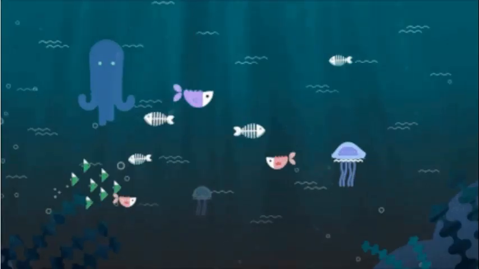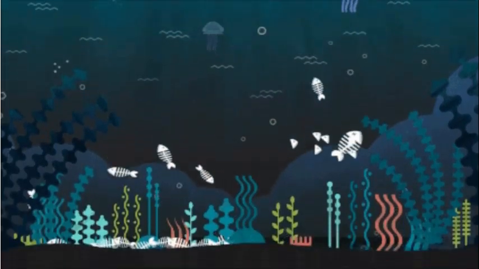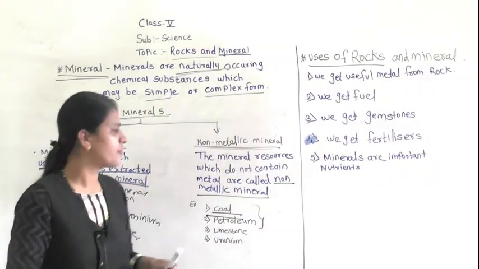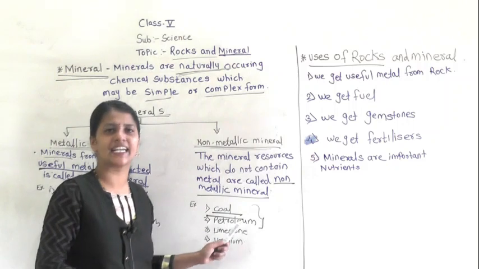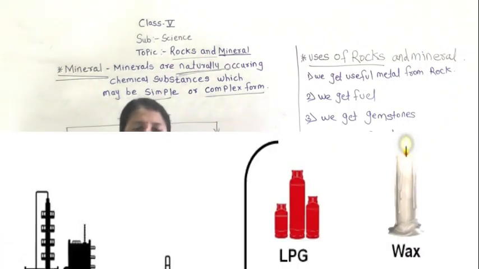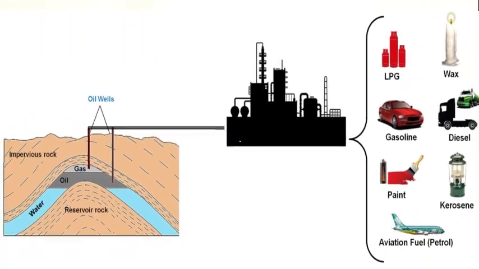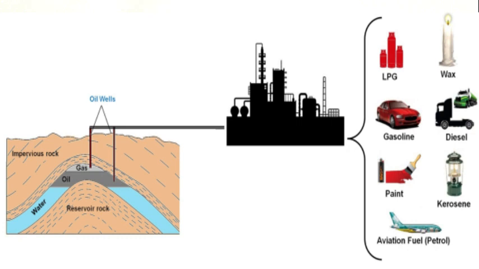After millions of years, the dead fish and animals near the seabed convert into fossil fuel and form a product called petroleum. What is the use of petroleum? We use petroleum products to make LPG gas for cooking. Have you understood coal and petroleum?